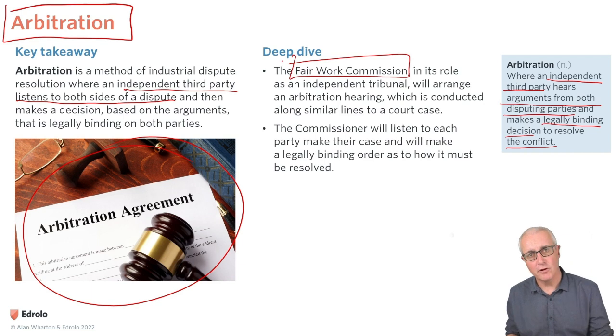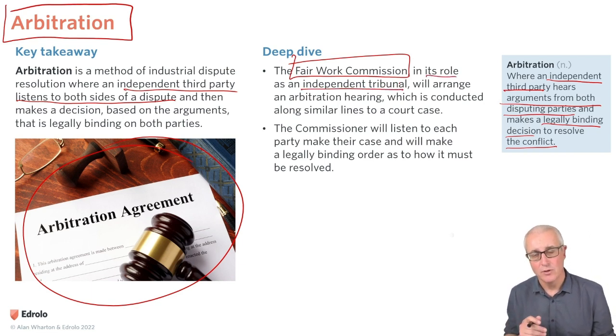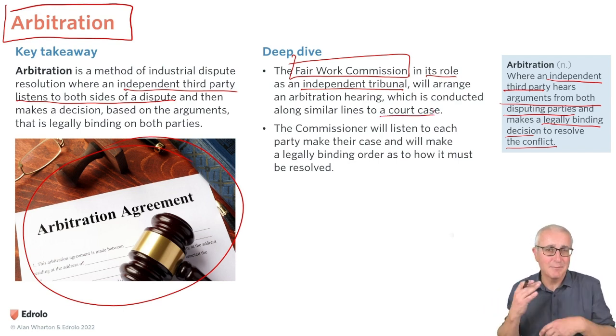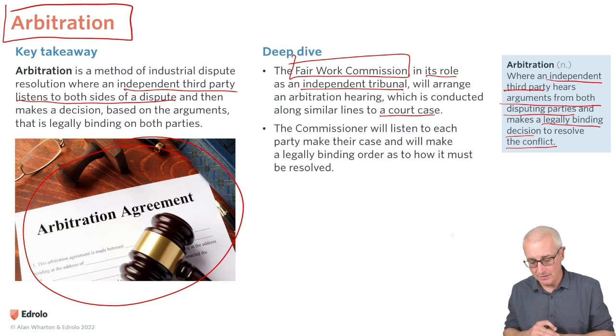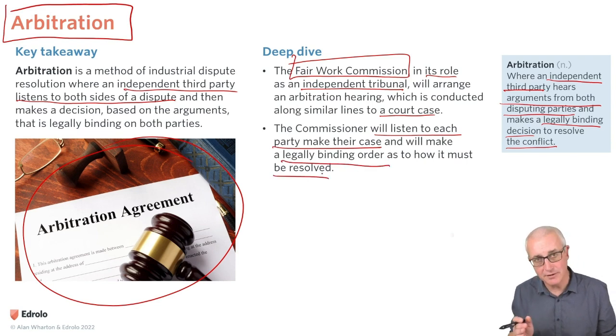So one of its key roles in operating is to act as this independent tribunal where they're going to listen to both sides and then make a defining decision based upon that. So it will look like a court case. It's going to be similar flavor to that tribunal court case where both sides get to have representatives and put their case forward. And then the Fair Work Commission will make a decision one way or the other, binding on one party. So the commission, as it says here, will listen to each party make their case and then will make a legally binding order into how it must be resolved.